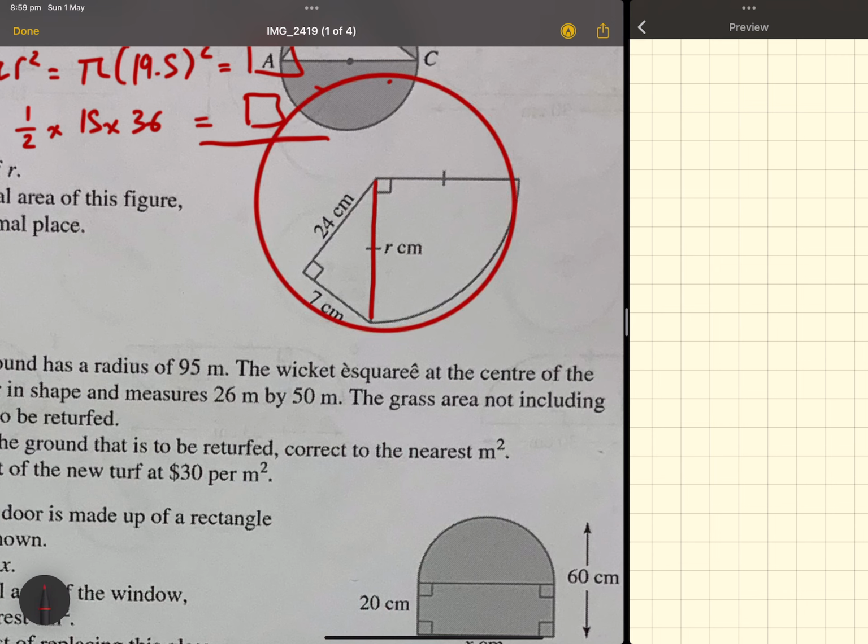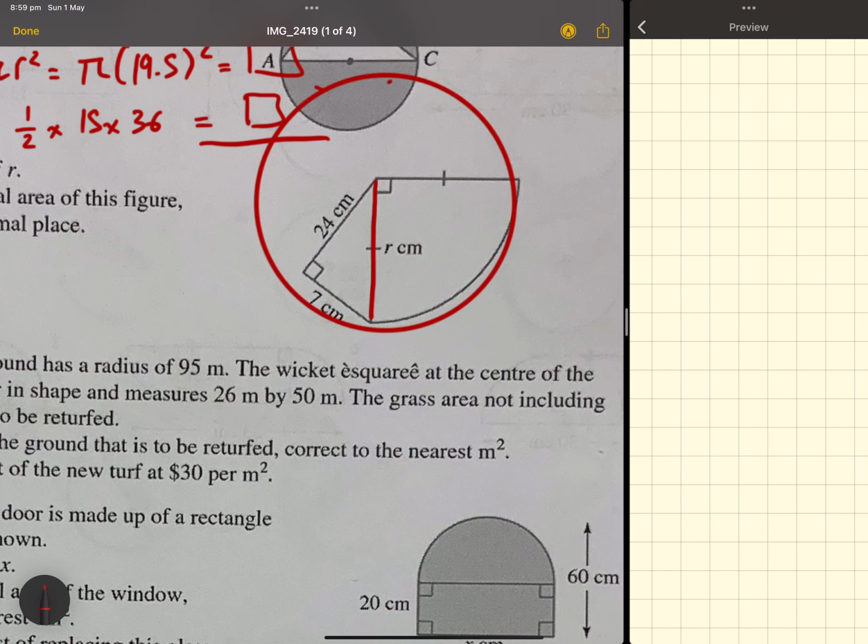So here's a diagram of the cricket ground. It's circular and it's got the square that's 26 meters by 50 meters in the middle. That's how they play cricket. And then it says the grass area, not including the wicket square, is to be re-turfed. So that's that green shaded region that I just colored in green. That area is going to be re-turfed. It says find the area of the ground that is to be re-turfed, correct to the nearest meter squared.